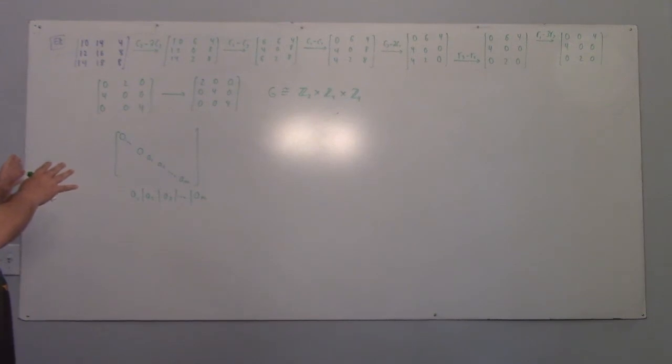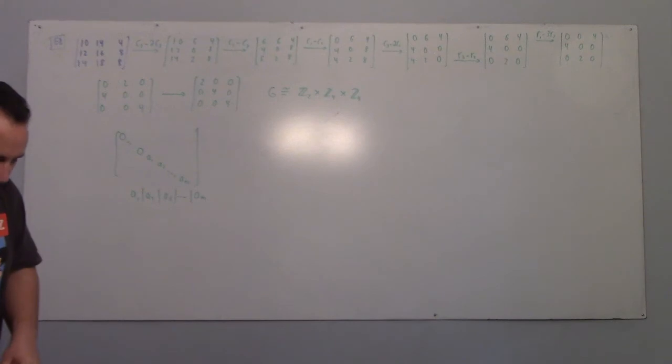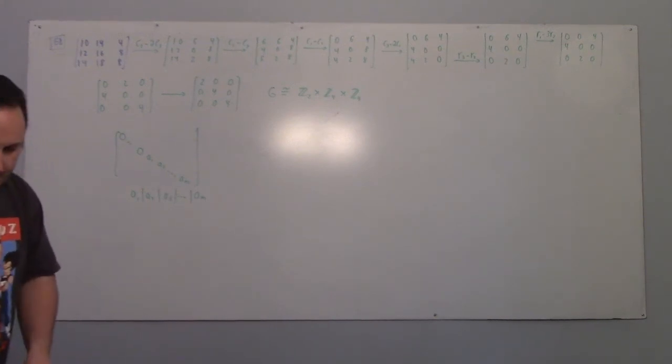right? Now, before I do that, I want to talk to you about an application of this called the Alexander group of a knot. That's at the end of this thing.